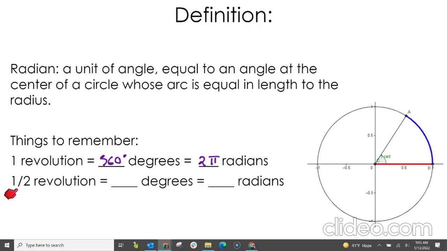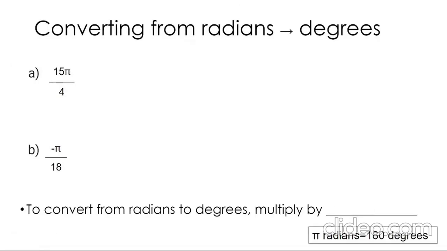And this next part's really important because we're going to use this on our next slide when we make our conversions. A half revolution, halfway around the circle, we know that's 180 degrees, and 180 degrees is equal to pi radians. So store those in your memory banks as we look at how to make conversions.